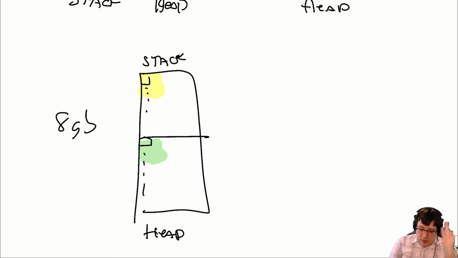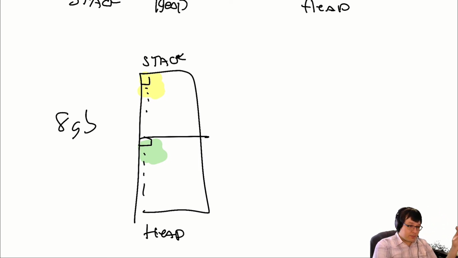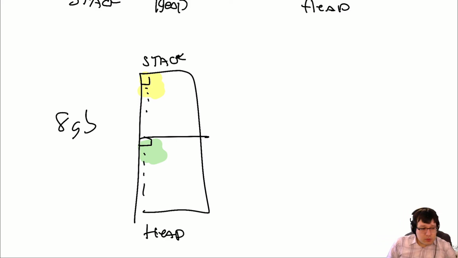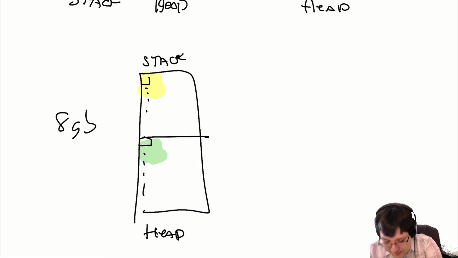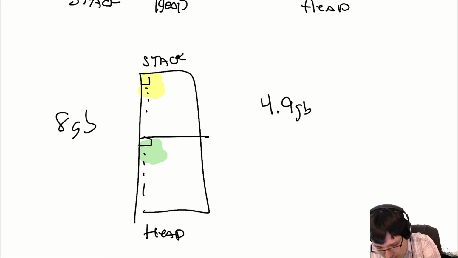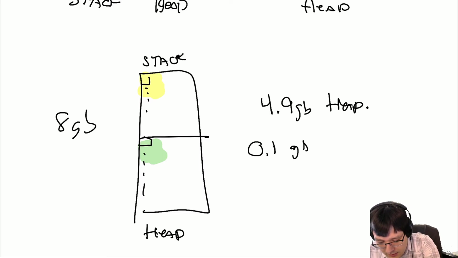Suppose that you have a program that requires 5 gigabytes of RAM. You have 8. You're like, no problem, I got 3 to spare. Easy. Well, guess what? It turns out that the 5 gigs of RAM that it needs are like 4.9 of that heap stuff because they're dynamically allocated, and 0.1 of that is stack stuff because it's statically allocated.